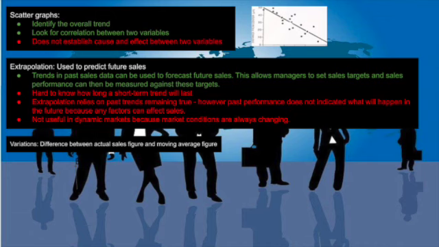You do need to know about variations, which is the difference between the actual sales figure minus the moving average figure. But for that specific sales forecasting, you just need to know the formula, and you'll probably be given some information. You just work it out. Apart from that, this is the end of the video.